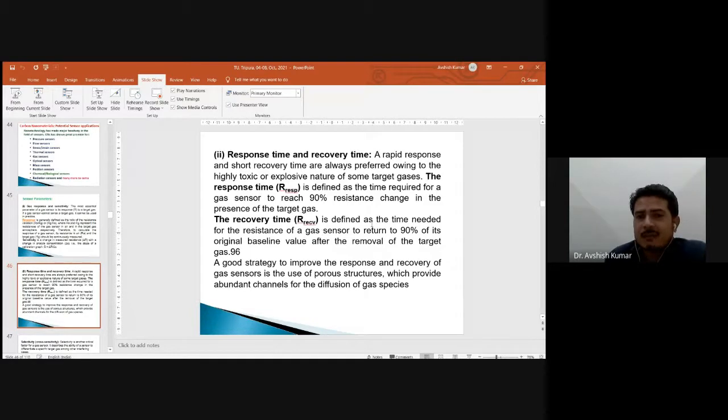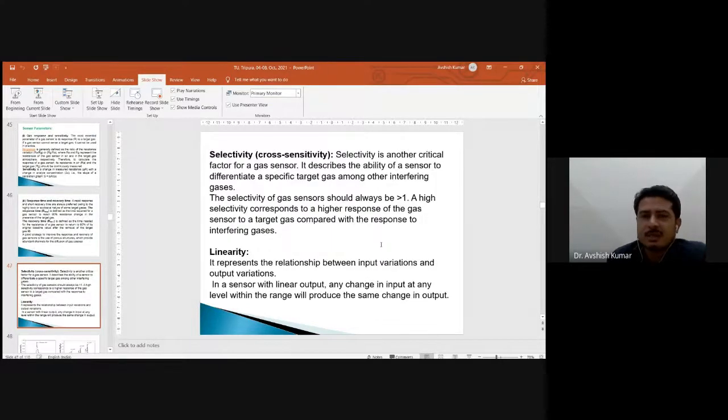Recovery time is defined as the time needed for the resistance of a gas sensor to return to 90% of its original baseline value after the removal of the target gas. A good strategy to improve the response and recovery of the gas sensor is the use of porous structure, which provides abundant channels for the diffusion of gas species.